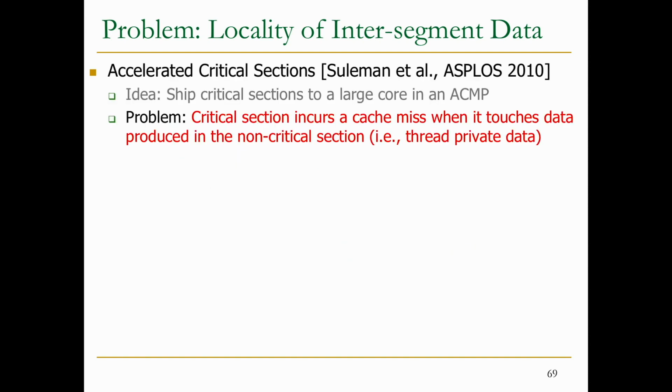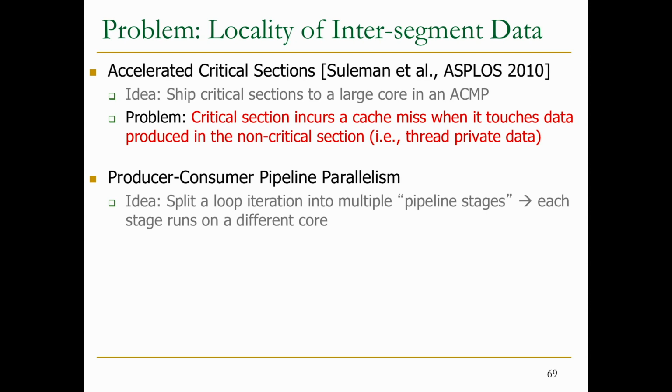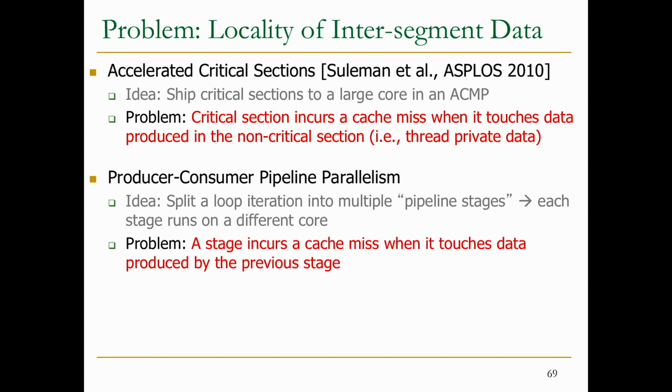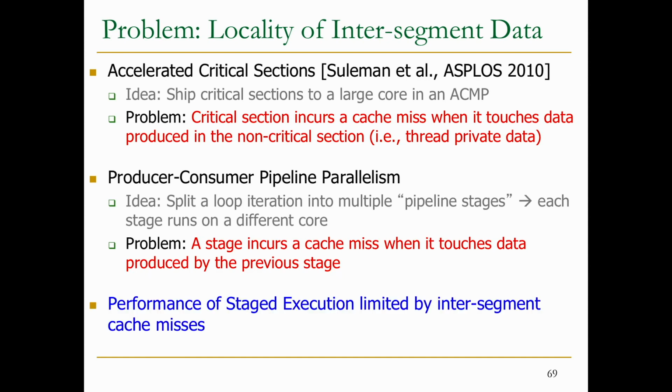So in accelerated critical sections, basically the critical section incurs a cache miss when it touches data produced in the non-critical section. This is thread private data. The non-critical section also incurs a cache miss when it touches the result of the critical section. Right? So a similar problem exists the other way around as well. In producer-consumer pipeline parallelism, a stage incurs a cache miss when it touches data produced by the previous stage, clearly. So in the end, performance of the stage execution is limited by inter-segment cache misses.